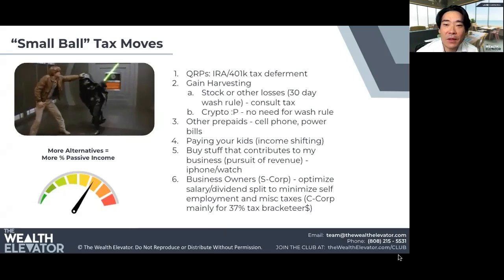Now that you have an investment business or a small business, push as much expenses over to that side as opposed to your personal, so you can get a tax deduction on it, essentially recovering maybe anywhere from 15 to 45 cents on every dollar that you spend. And number 6, for other business owners, if you utilize the S Corp, you can optimize a salary-dividend split to minimize the self-employment taxes and miscellaneous taxes. But again, these are all really miscellaneous types of tax strategies.